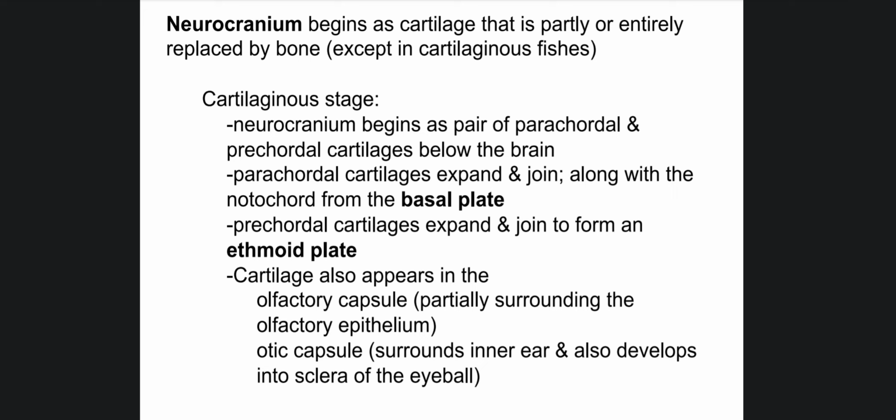So basically, in the chondrocranium, there are two plates. The first plate is a basal plate, which is developed at the base of the brain, and the ethmoid plate, which is developed on the upper part of the brain region, which is covering the nose, eye, and ear.